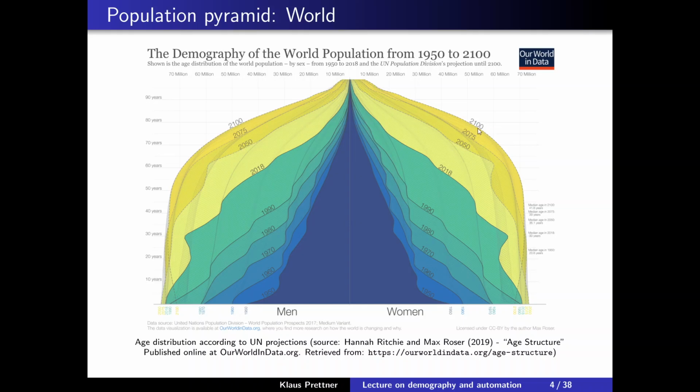So for the year 2100, the projections, for example, say that this is very much a cylinder. And here at the top, where you have the oldest people, the share of them to the rest of the population increases quite strongly. So this means that we will have many, many more dependent older people as compared to the workforce than we had in the year 1950.